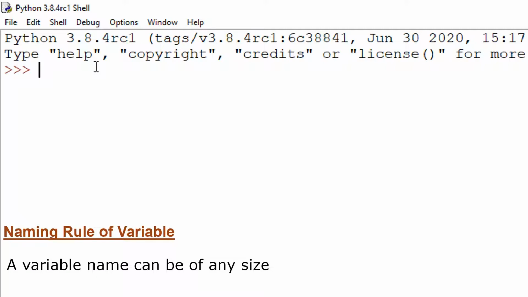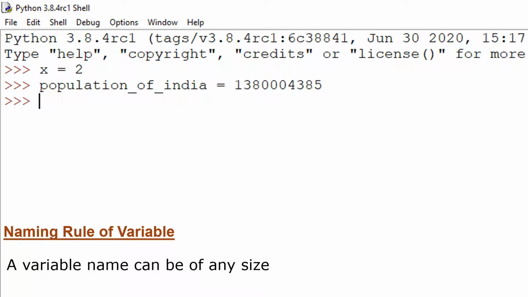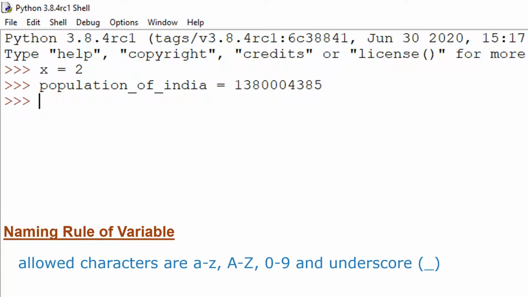It can be a short name like X, or it can be a descriptive name. So a variable name can be of any size. When you give a variable name, the allowed characters are small a to z, capital A to Z, 0 to 9 and underscore. So you can create a variable name using these characters.